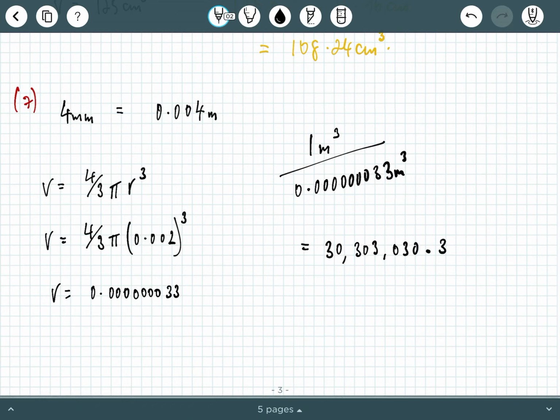Well, in this case, think about it. How many full ball bearings can you make? You can only make 30,303,030 ball bearings. That's how many ball bearings you can make. I hope you understood that.